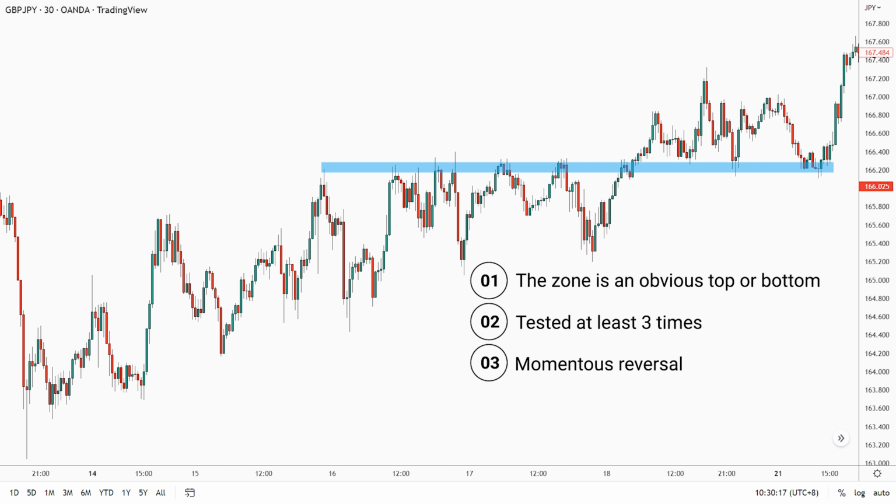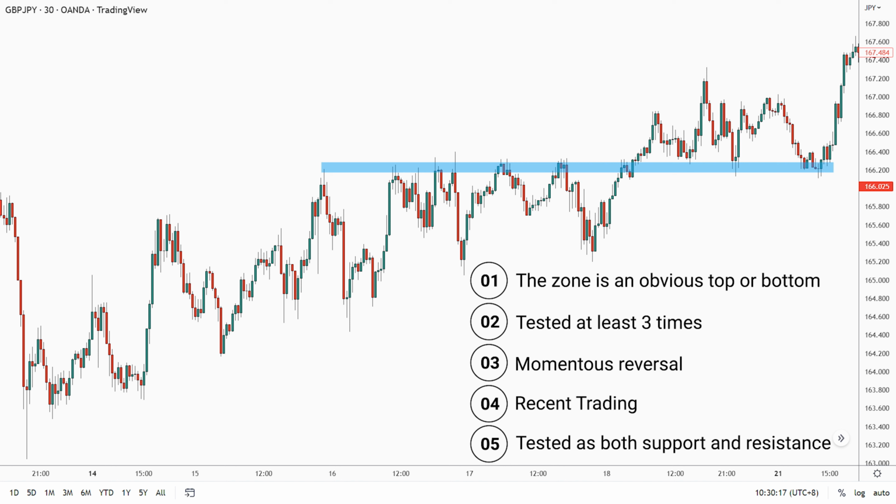But, we'll still check the other qualifications. Third one, there should come a momentous reversal from the zone or level. If you look left, there have been momentous reversals coming from this level. This one on the leftmost. Second one here. Third and last one here at the last reversal. Fourth from our list, it should be a recent trading area. As you can see, this is at the rightmost part of the chart. Lastly, and the fifth one, it should be tested as support and resistance. Here, it was used as resistance zone or level. Then, the level was converted into support zone after price passed through it. As you can see, all 5 qualifications were satisfied. Thus, this zone right here is a key reversal area.